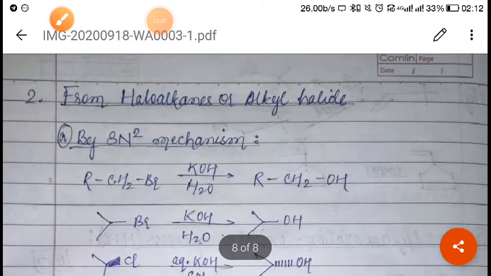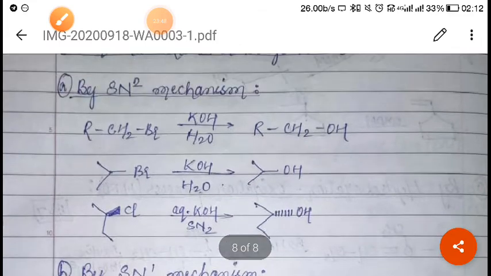So in the same case, as you can see, this one was the product. When we are using H3O+, we get a 1 degree alcohol. When we are using OMDM, we get a 2 degree alcohol, and when we are using HBO, we get a 3 degree alcohol, right? So I hope you have understood this, right?